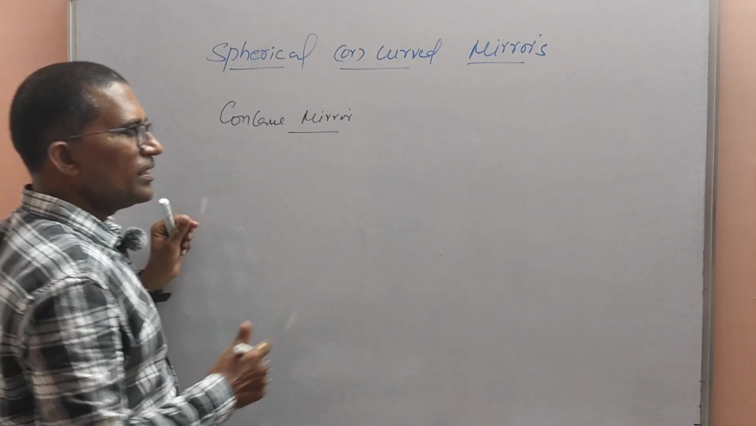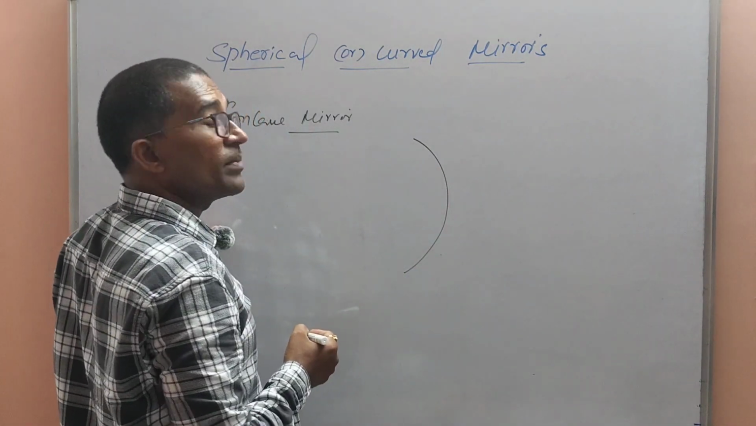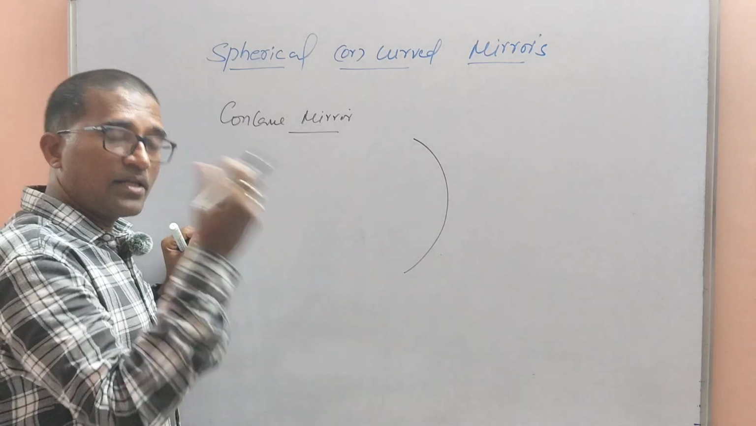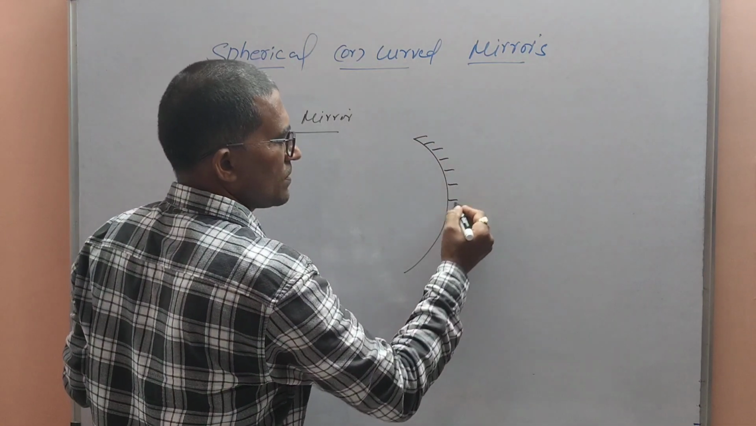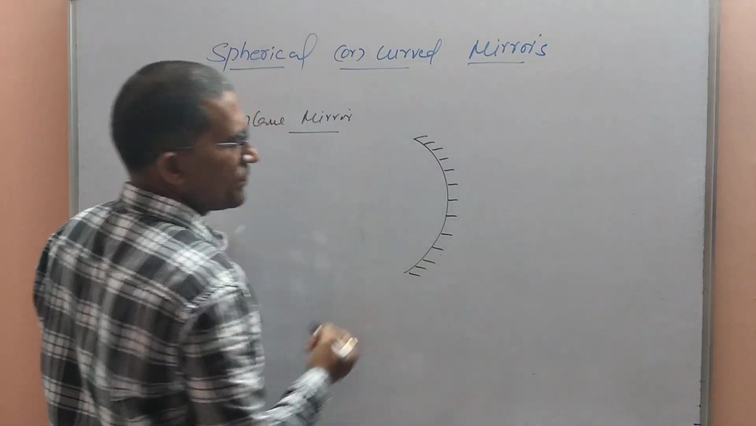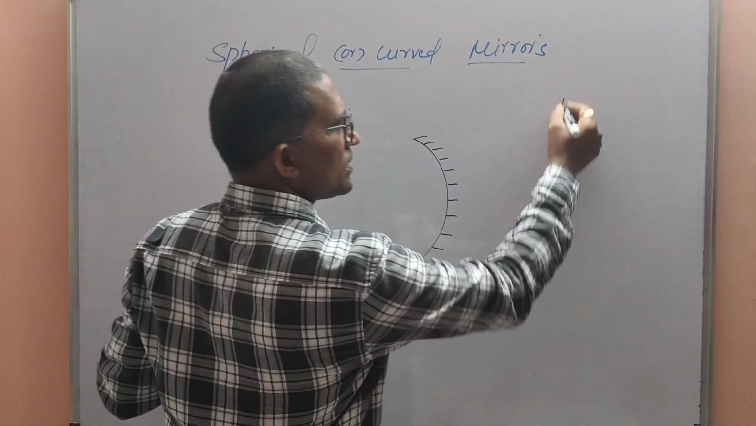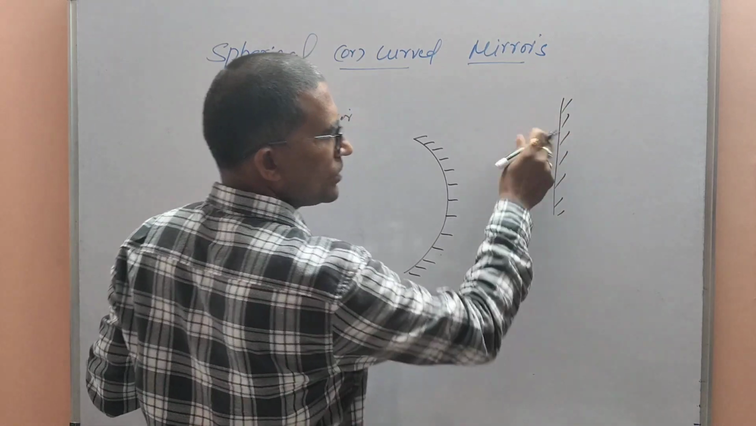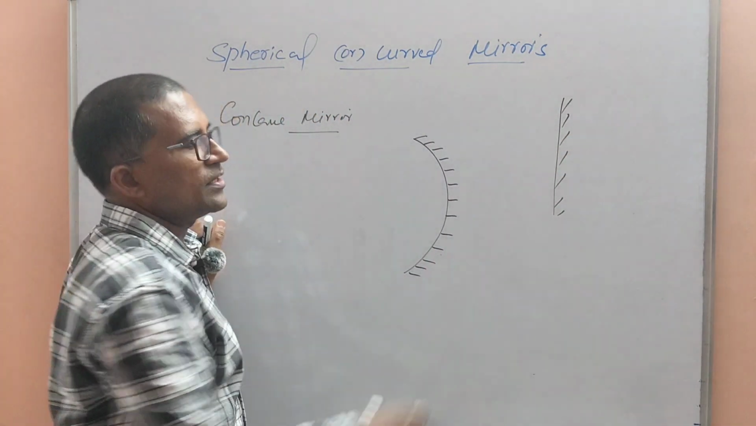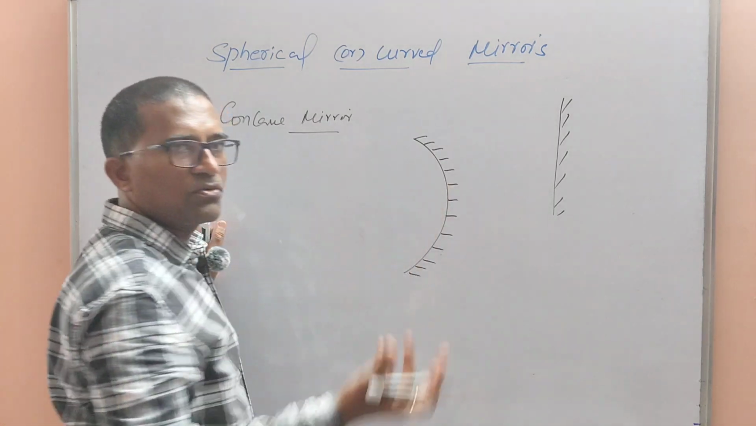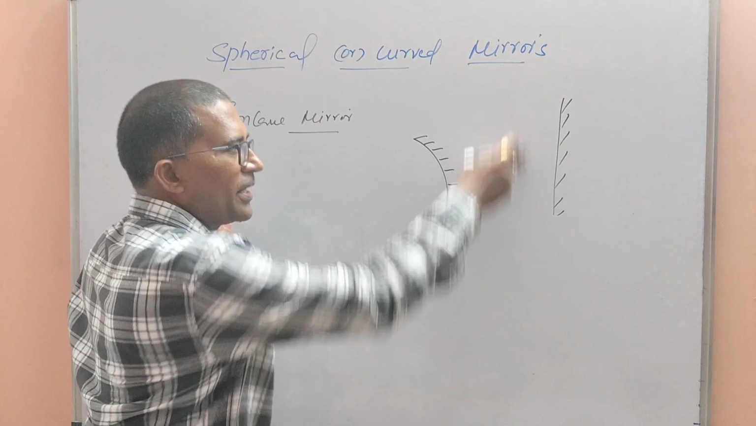The curved mirrors, or the spherical mirrors, in which the reflecting surface is bent inwards or curved inwards. Now this is a plane mirror, you know. In this there is no curvature, it is not bent inwards or outwards, only a flat surface. It is a plane mirror.